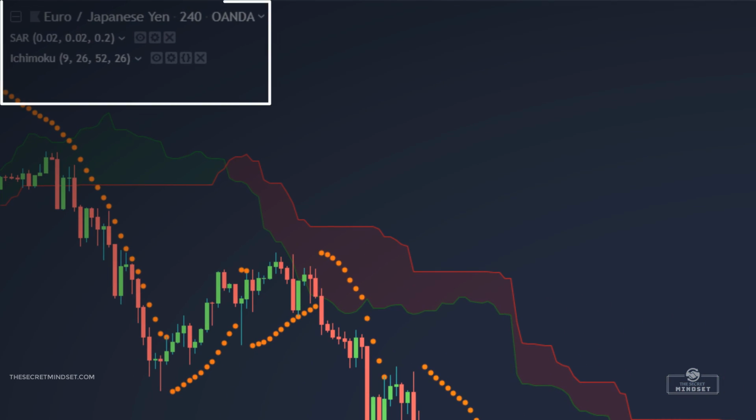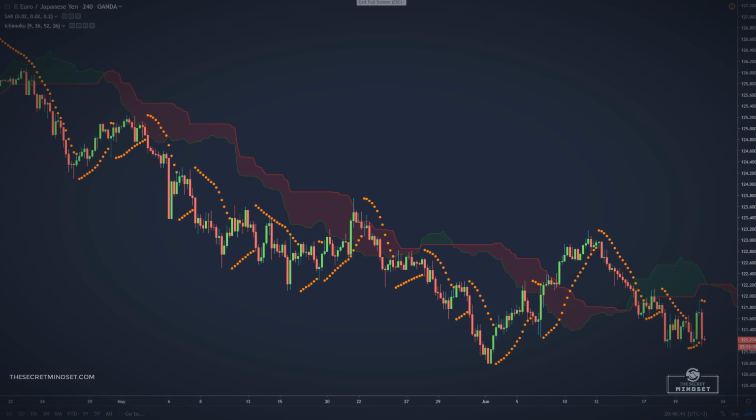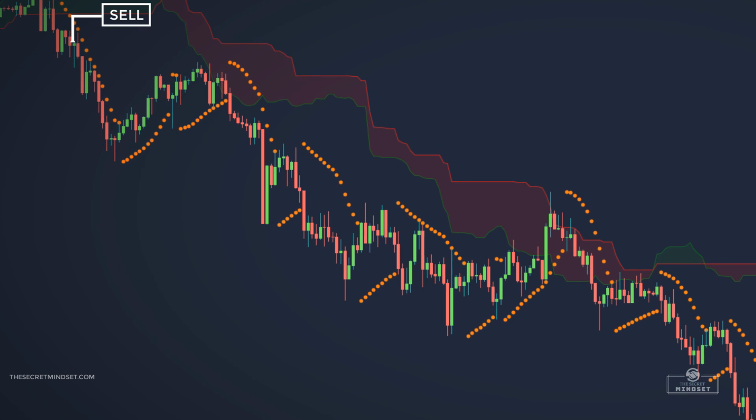So here is the EUR/JPY on a 4-hour chart, tracking the price action in the past 3 or 4 months. Here is our first short opportunity, as the price is below the cloud and a dot appeared above the price. We then had another short here, which was most likely a losing trade depending on the stop loss level. And then we had a great short here and another sell position here.